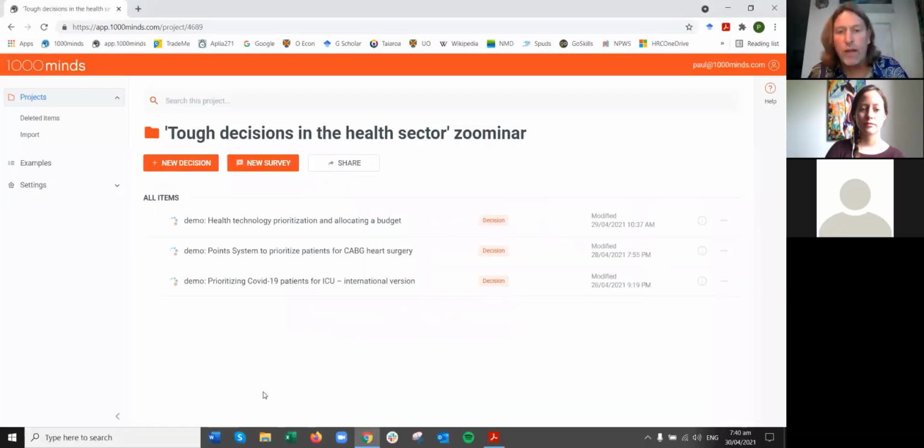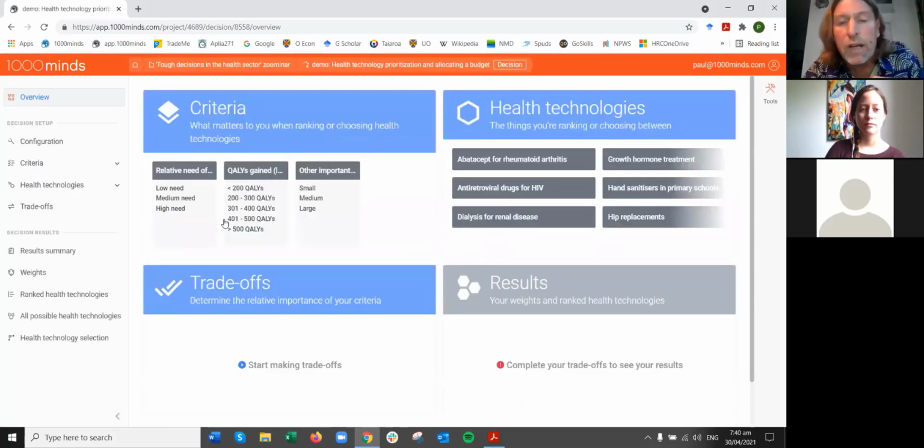So I've gone into 1,000 Minds. This is multi-criteria decision-making, obviously. This is my account. I've set up some examples for the seminar. And I want to talk about health technology prioritization, and I'm going to allocate a budget. So I'm just going to very quickly go through a simple illustration of how software like this would be used to support this decision. Remember, the setting is we've got a fixed budget, and we want to allocate it across a whole bunch of possible treatments or drugs or devices, whatever it is that we could spend our money on.